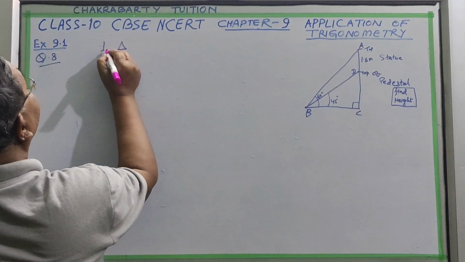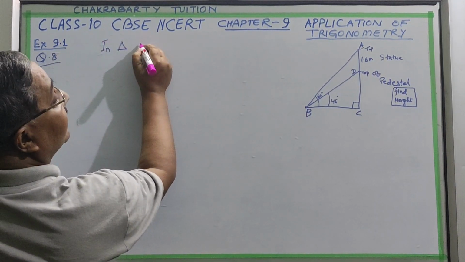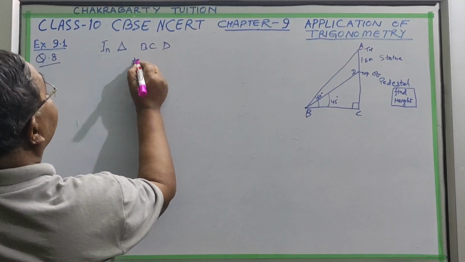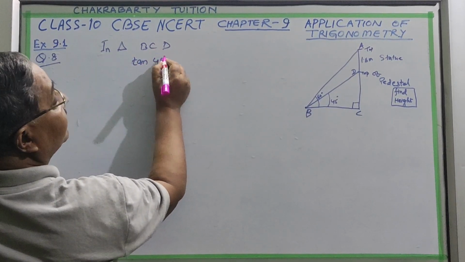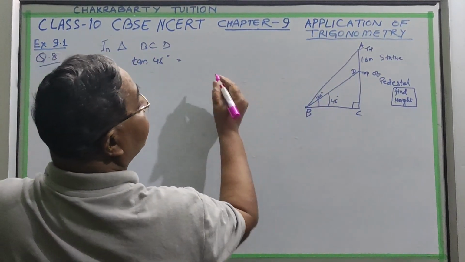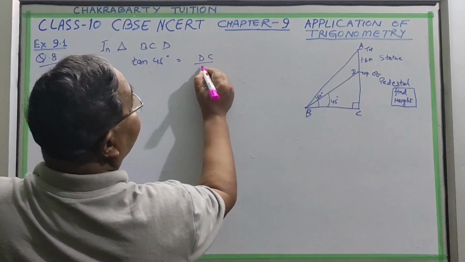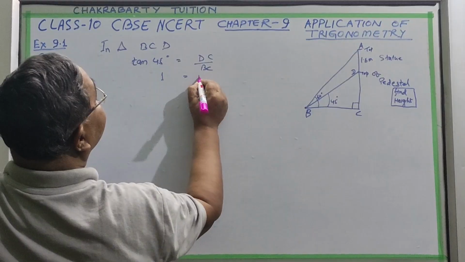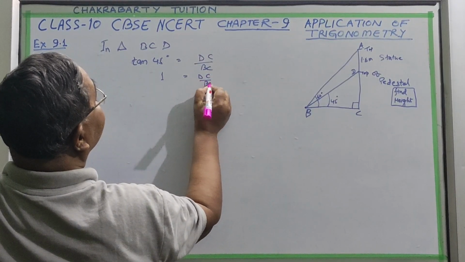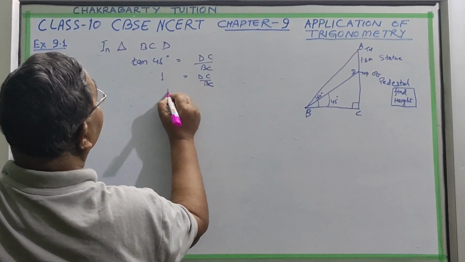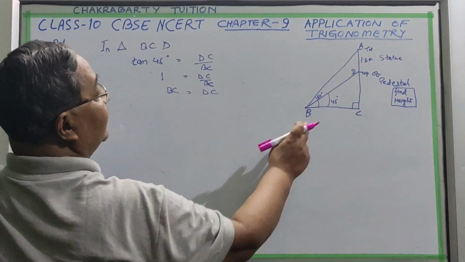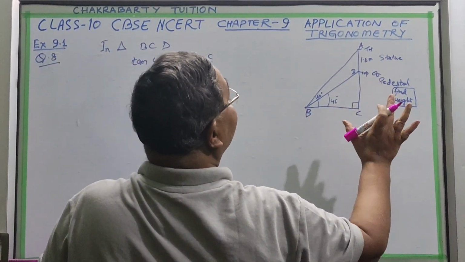in triangle BCD, tan 45 will be DC upon BC. Tan 45 is 1, so 1 is DC upon BC. Or BC will come to this side, BC is equal to DC. You have proved that this line and this line are equal.